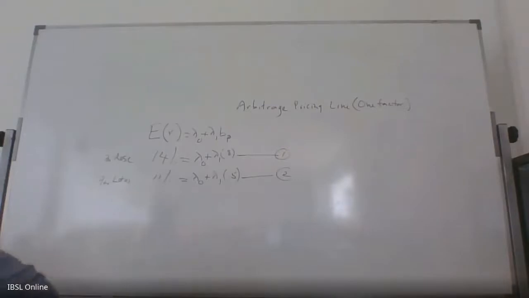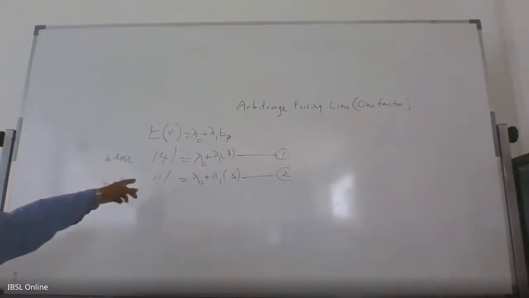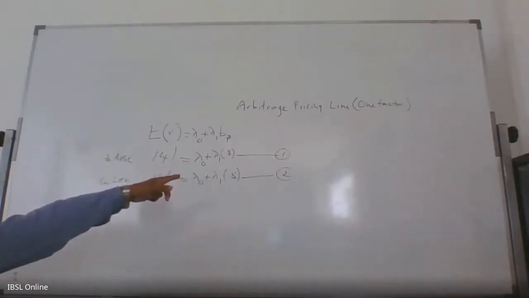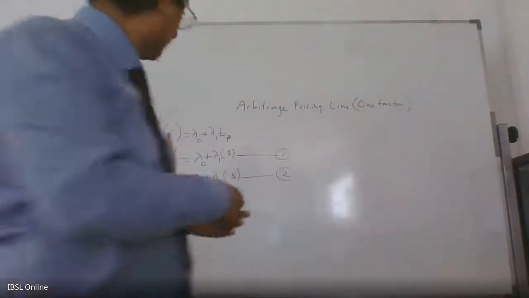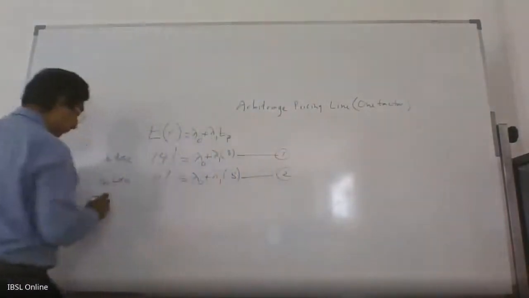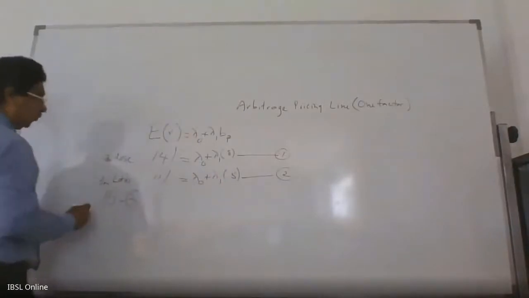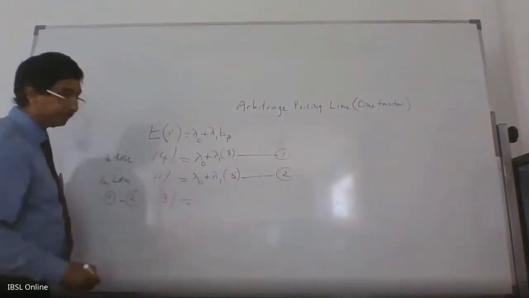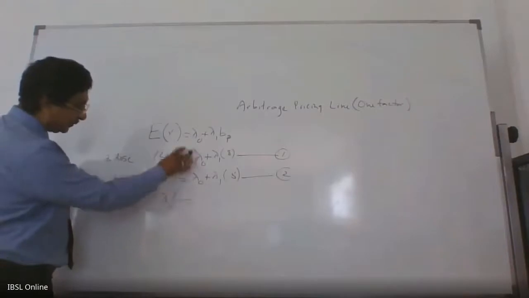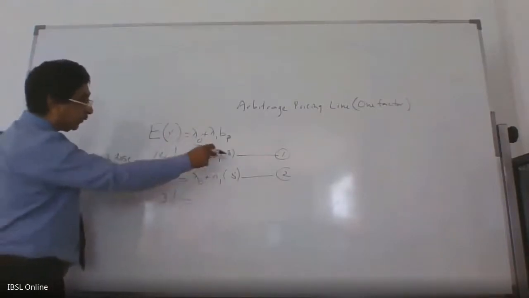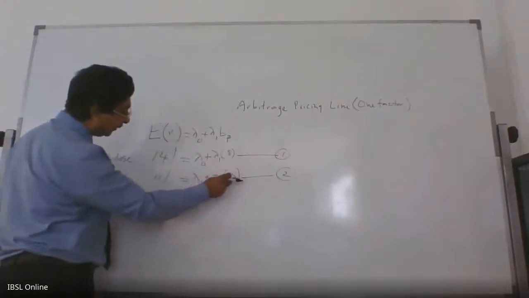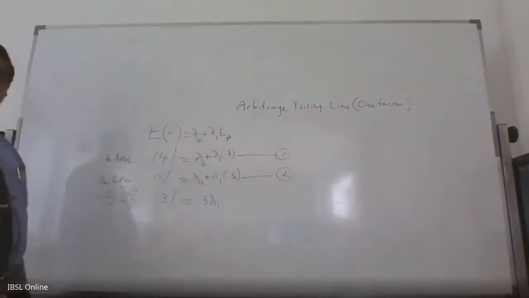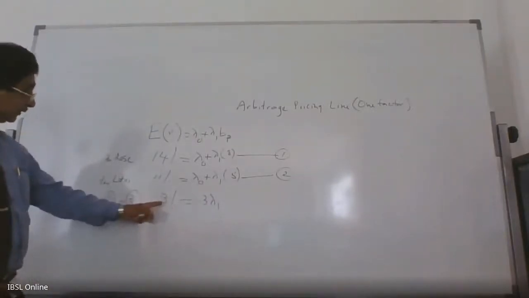We can deduct equation 2 from equation 1. So we can say 1 minus 2. 14% minus 11% is 3%. Lambda 0 minus lambda 0 is 0, it's cancelled off. Then you have 0.8 lambda 1 minus 0.5 lambda 1, that is 0.3 lambda 1. 0.3 lambda 1 is equal to 3%.